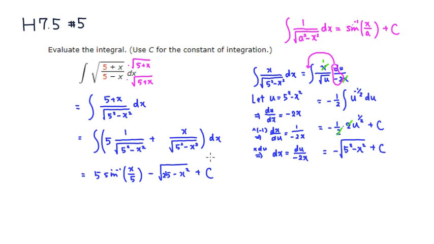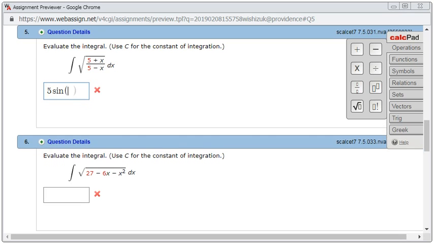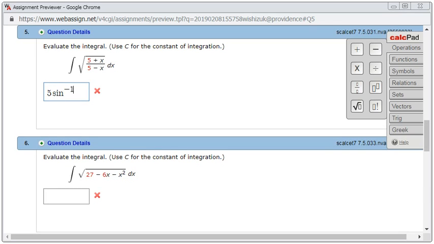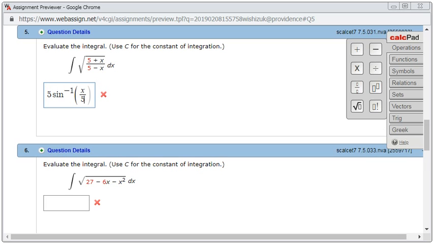All right, so let's type it in. What we got was 5 arcsine of x over 5, minus the square root of 25 minus x squared, plus some constant c.